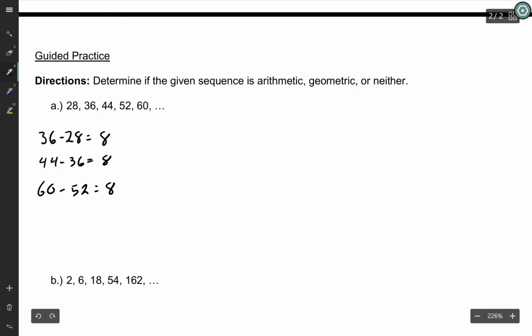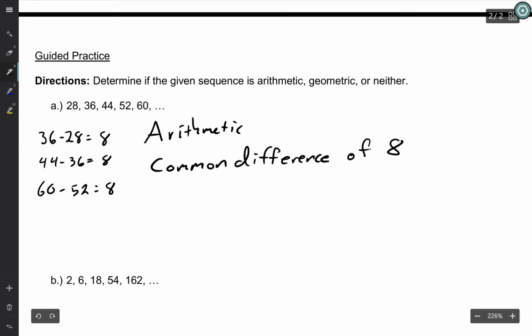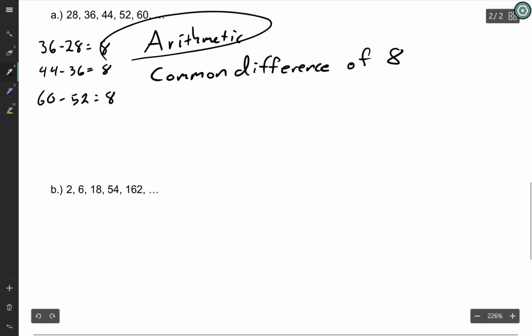Okay, I think we've sufficiently figured out that it is, in fact, an arithmetic sequence because it has the common difference of 8. So let's say that. Arithmetic, common difference of 8. Okay, that's kind of cumbersome to write, but let's just do that for now. But it's definitely arithmetic because I was adding the same number each time. All right, what about the next one?